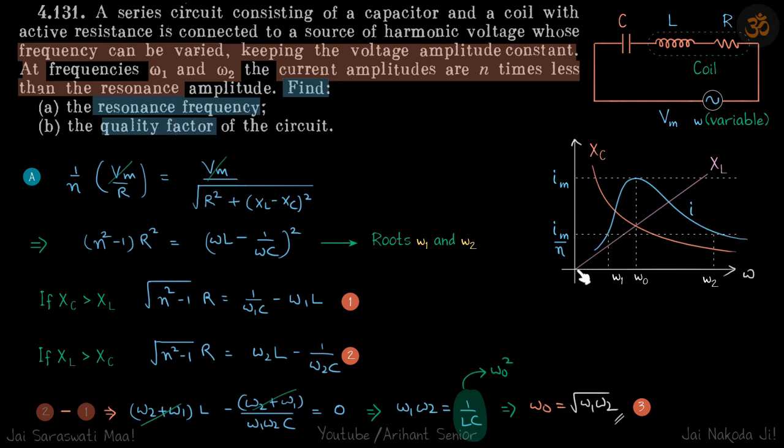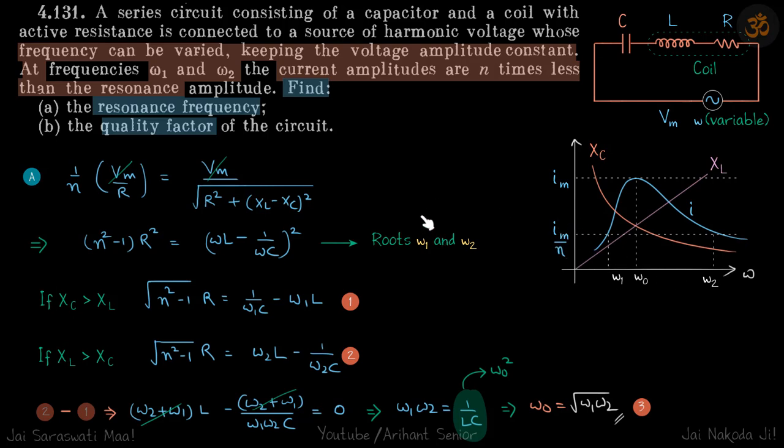So you must be familiar with the current versus frequency graph. And you can see at a certain frequency you will get the maximum current. That is our resonant frequency. Now it's given that at omega 1 and omega 2, the current is the resonant current divided by n. So here will be omega 1, here will be omega 2. And at both omega 1 and omega 2, we are getting a current that is n times less than the current we got at resonance. We need to find the value of omega naught if omega 1 and omega 2 are known to us, and at omega 1 and omega 2 the current is Im by n.